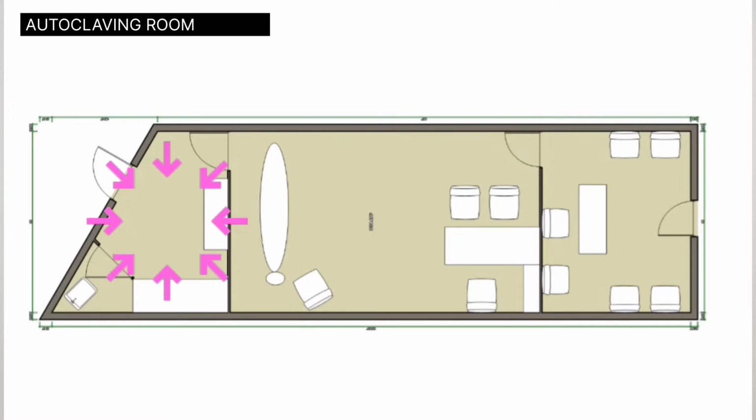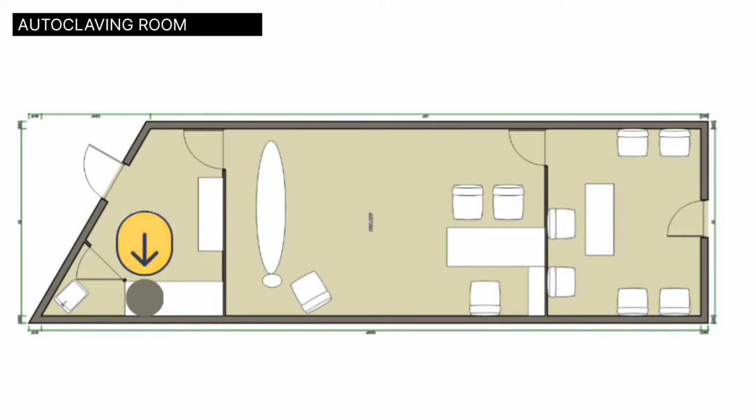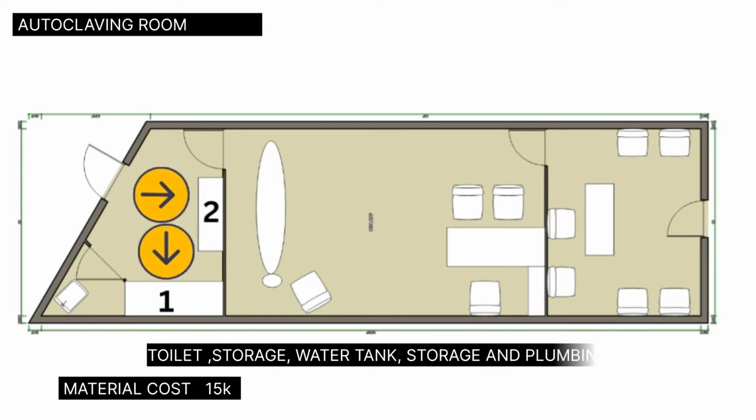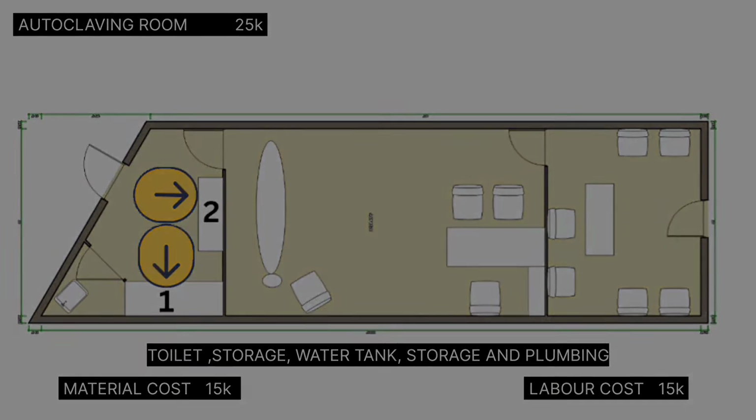Doctors, I started my renovation with my storeroom or washroom area. I got my washroom area designed and set up first. This room also has a storage water tank and plumbing was also required. So for the total expense of this washroom area, including the toilet, storage, water tank, plumbing, etc., the material cost was approximately 15,000 rupees and the labor cost for this was approximately 10,000 rupees. This brings my storeroom expense to around 25,000 rupees.